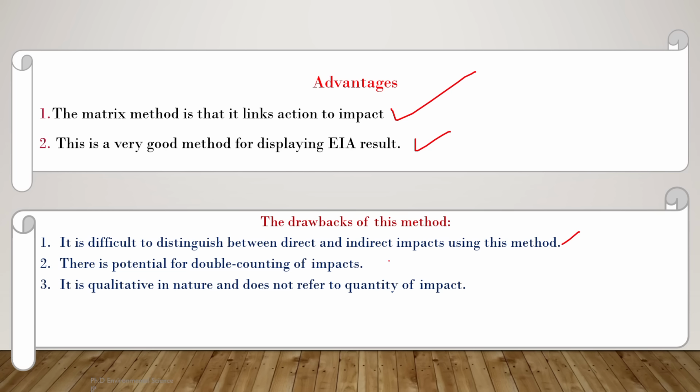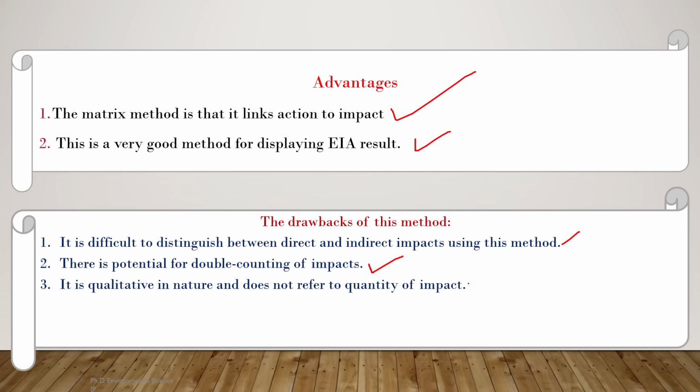Then environmental components and the project actions may overlap in their definitions, leading to the same impact being recorded in multiple cells. This can result in double counting, which can exaggerate the perceived severity of certain impacts. For example, noise pollution from construction activities might be recorded under both noise levels and wildlife disturbances, leading to an inflated perception of the impact's significance.